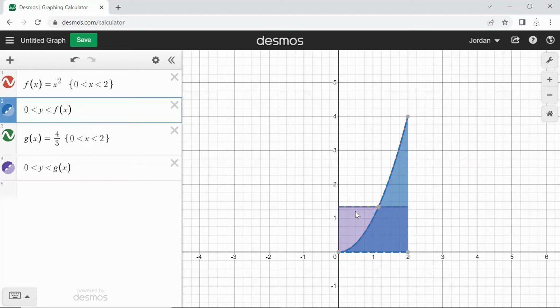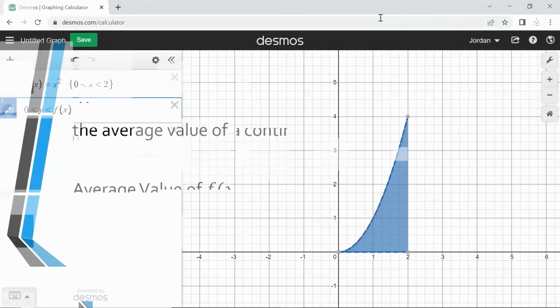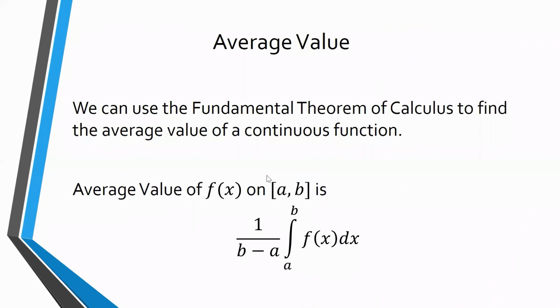Hopefully that makes sense to you. That's why we can utilize this formula to find the average value of a function. It's the connection between the area underneath of a constant versus area underneath of this object. Once we've seen that once, then it's a matter of just calculating the average value of a function and plugging it into this formula, utilizing the fundamental theorem of calculus to do that.